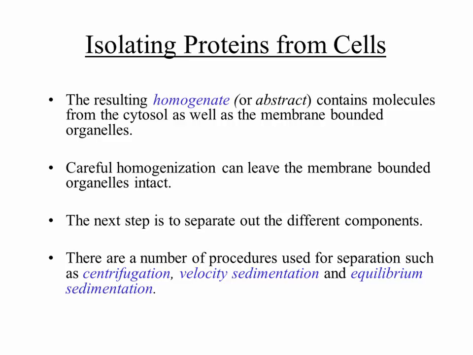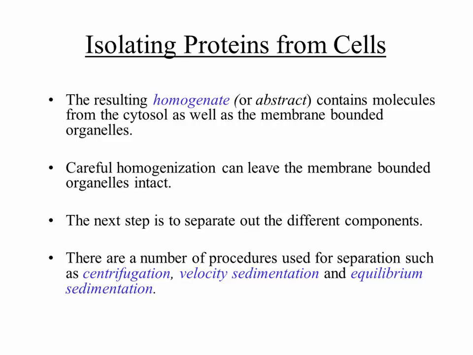Now the net result is that the membrane is gone, and you have this thing that is called the homogenate or the extract. That is going to contain molecules from the cytosol, that is the interior of the cell, as well as all the membrane-bounded organelles, like the nucleus, the chloroplast, the peroxisome, and so on. Now, if you're careful when you're doing this homogenization, when you're breaking up this membrane, it can leave the membrane-bounded organelles intact. And you would like to do that because you want to study something that is going on in that organelle.